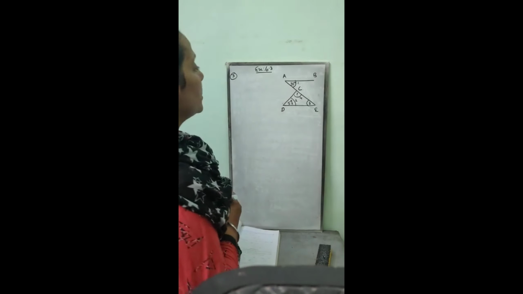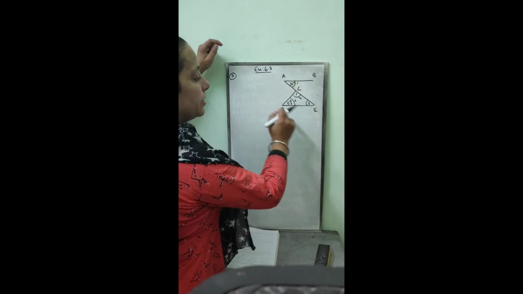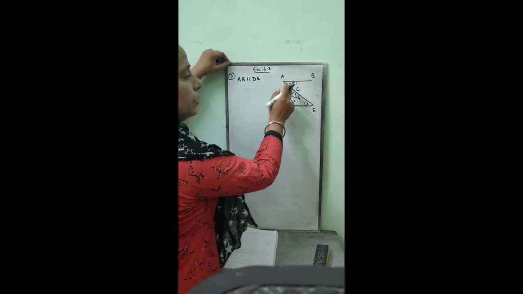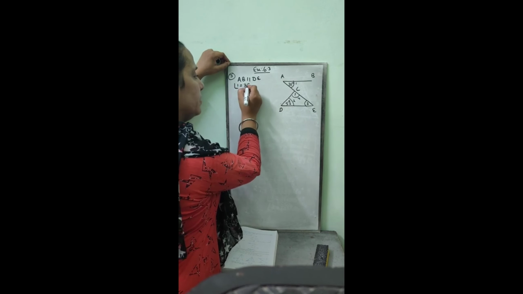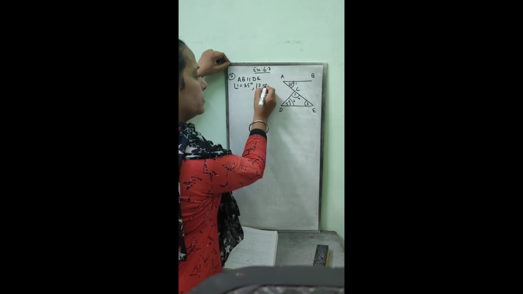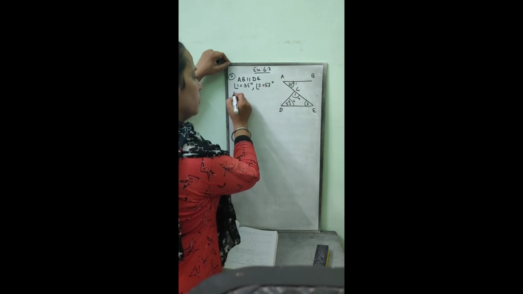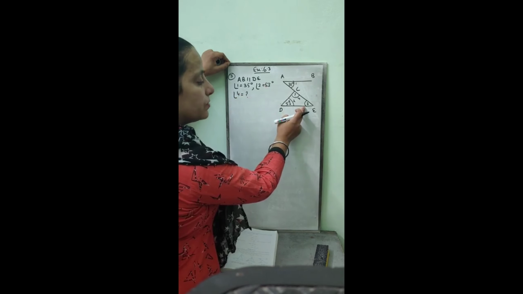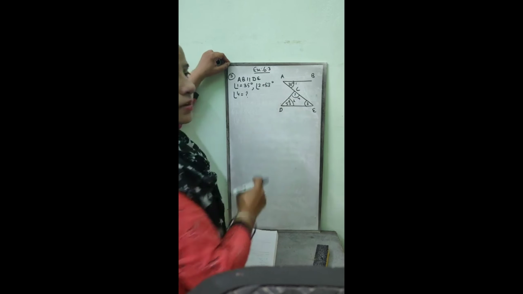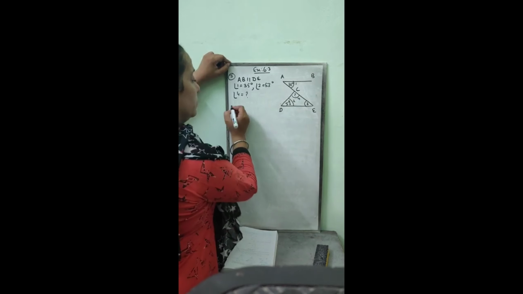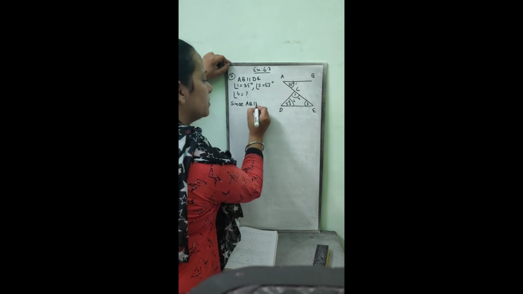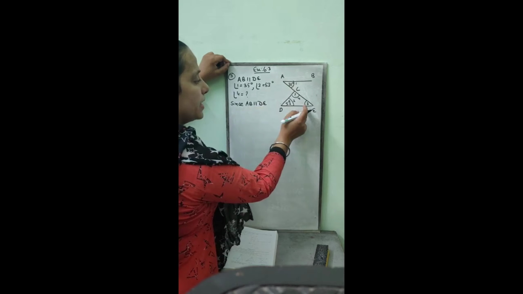Yes students, now we are going to solve sum number 3, exercise 6.3. In the statement AB is parallel to DE. Angle 1 is 35 degree. Angle 2 is 53 degree. Your question is to find angle 4. Here I am marking angle 3 because without help of 3, 4 cannot be found out. Clear?